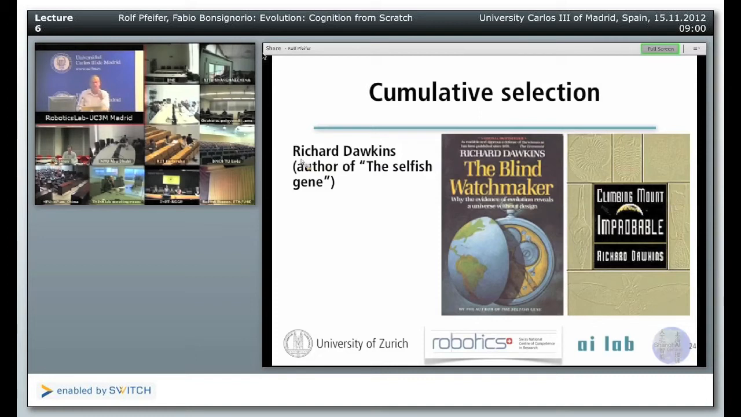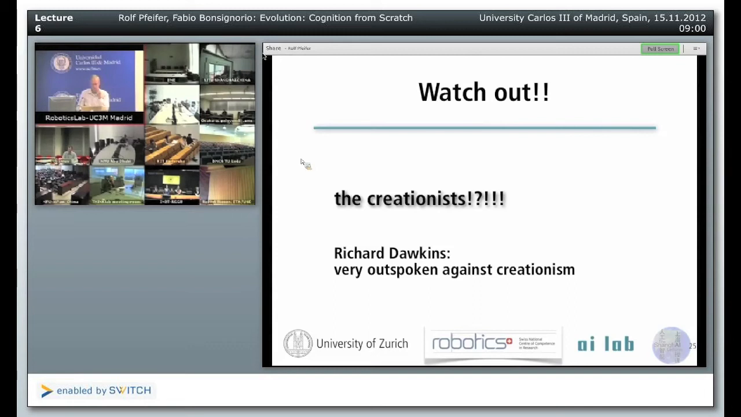Now, he is also very outspoken about the creationists. So watch out for the creationists. There is now in the United States a renaissance, people really believe in creation. They talk about intelligent design. And we are also talking about design of intelligent systems, and sometimes people call this intelligent design, but it's fundamentally different from what the creationists in the United States mean. So careful whenever you hear the creationists.